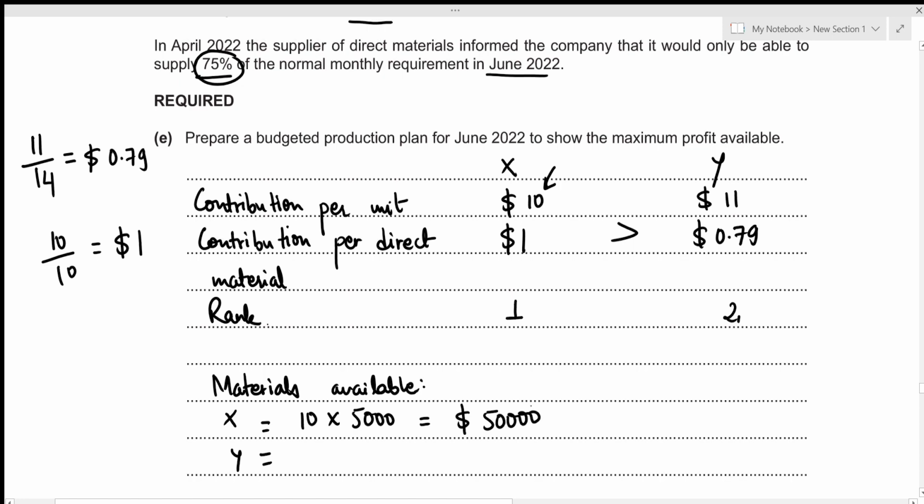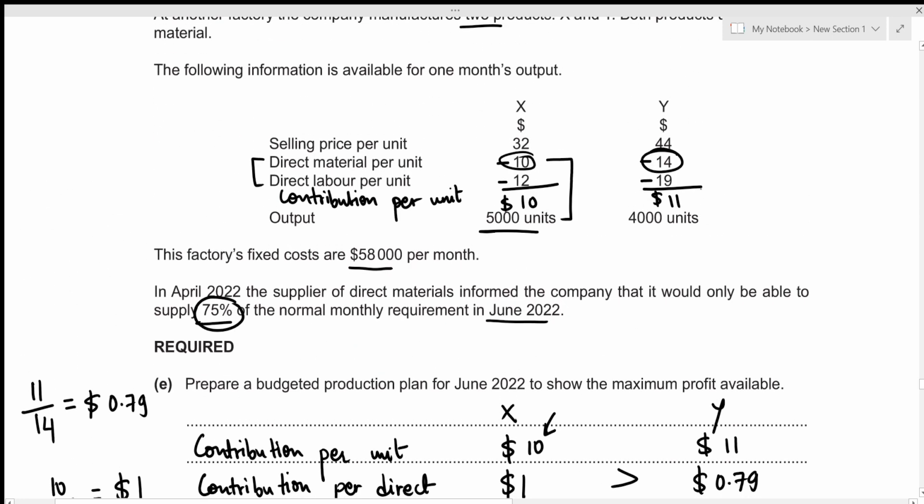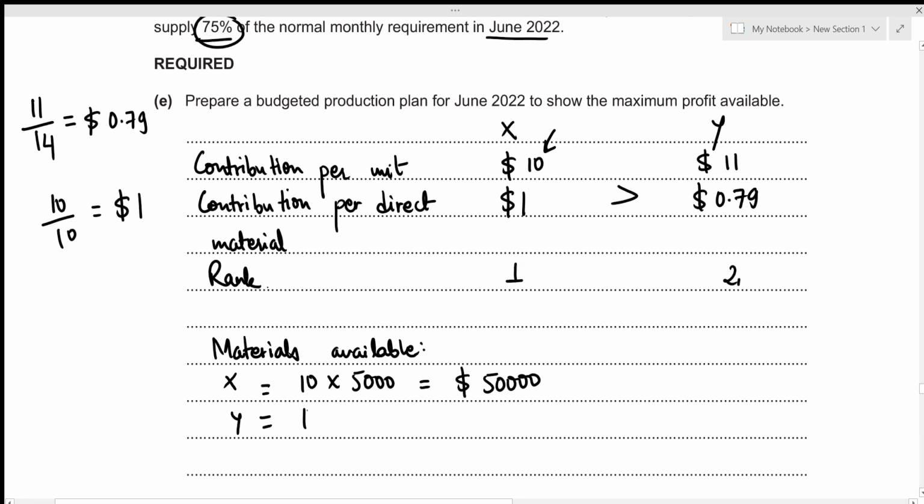We repeat the same process for product Y. That's going to be the direct material per unit of 14 times the total output of 4,000, which results in the direct material for product Y being 56,000. So the total materials available is just going to be the sum of these two values: 50,000 plus 56,000, which results in 106,000.